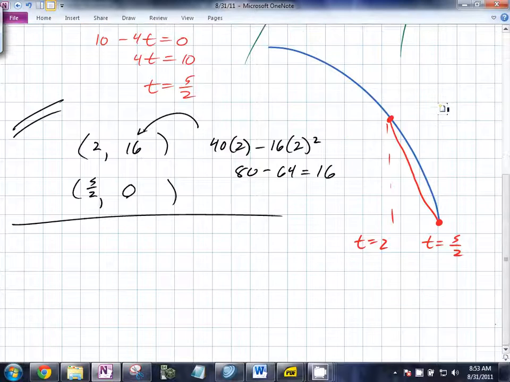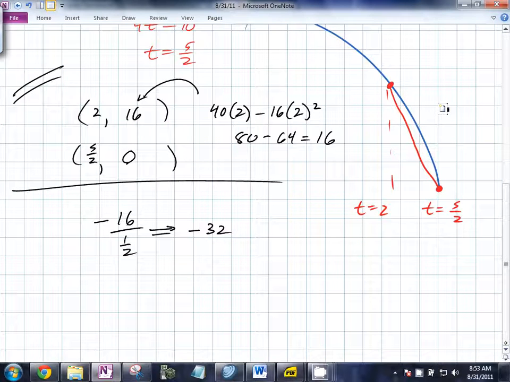What's the vertical change? It goes down what? And it goes over what? 1/2. So what's the slope going to be? 8. Nope. Negative 32. Dividing by half is multiplying by 2. You're right. So I'm wrong. We just found our first one.